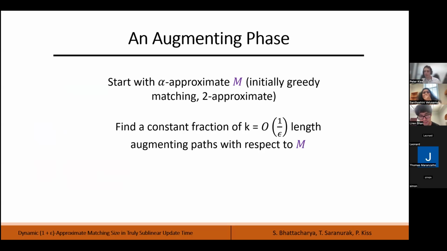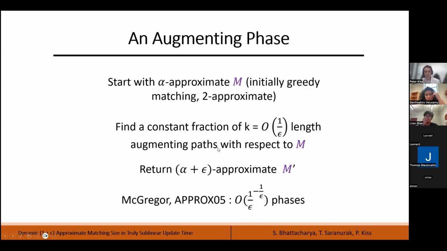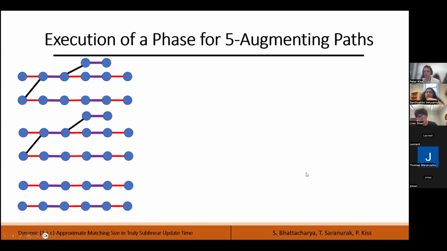And we fix some constant, which is roughly 1 over epsilon, or it might be smaller, depending on where the algorithm is running. And we are looking for augmenting paths of that length with respect to M. If we find a constant fraction of them, we can actually improve on the size of M dash. Actually, there should be alpha minus epsilon, sorry, not alpha plus epsilon. McGregor's does this with some exponential number of phases, but it's constant. That's the point. It's not efficient, but it's constant. There are actually ones which do this in polynomial time for bipartite graphs.